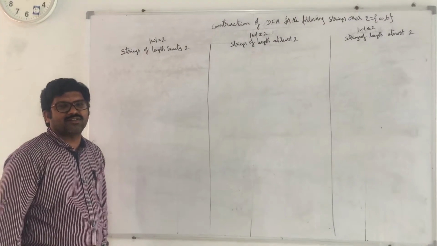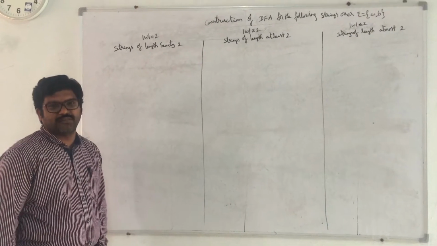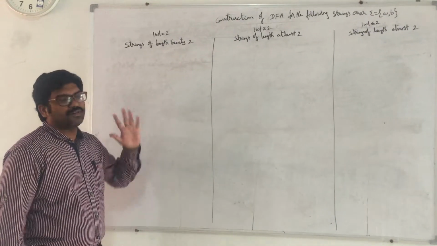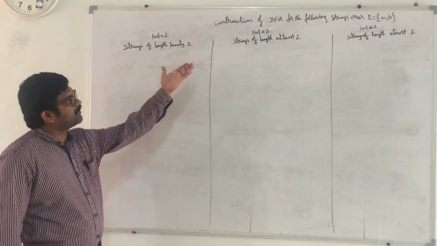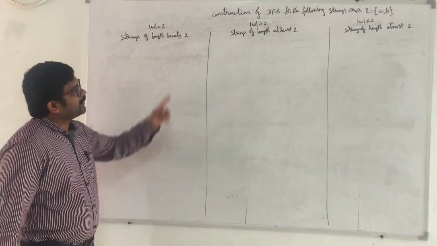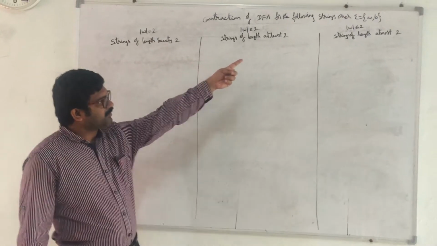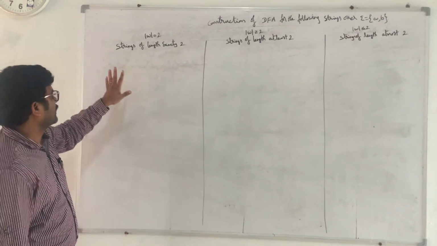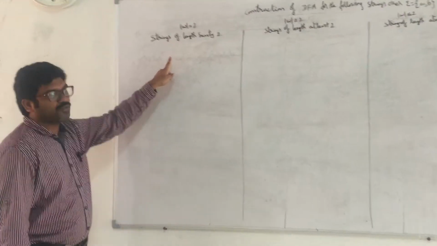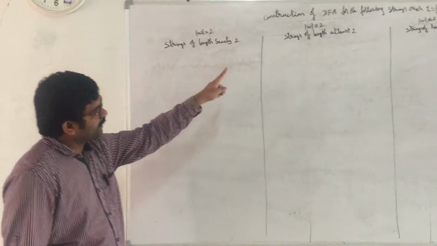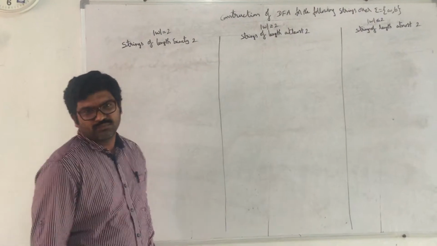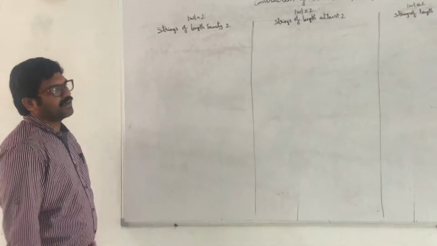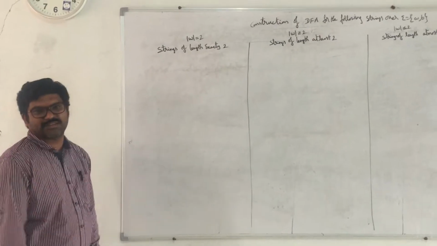Hello friends, in the last session we were seeing construction of DFA. In this session also I am going to teach construction of DFA, but for the following strings over an alphabet {a, b}. What strings are there? The first one is strings of length exactly 2, strings of length at least 2, strings of length at most 2. So for these three problems, we will see the construction of DFA in this session.